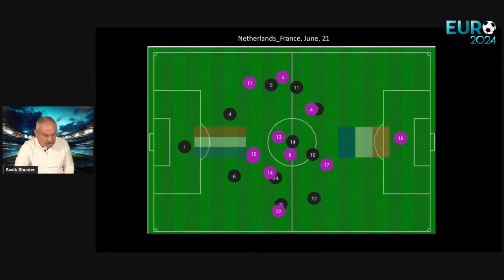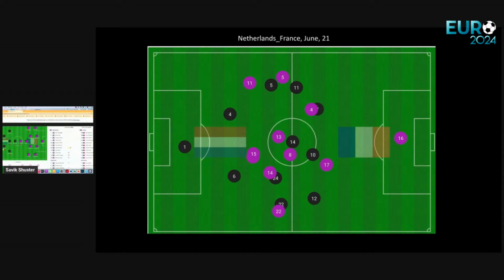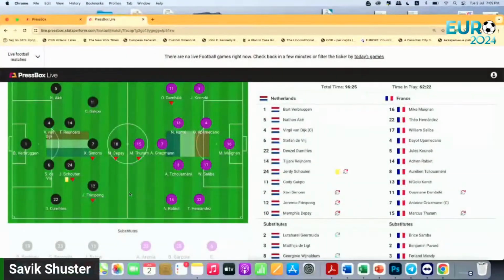Now, maybe just have a look at Holland and France. That game was played on June 21st. So Holland-France, we had again a little bit modified Dutch formation. It was a draw, 0-0. If you look at graphics, Holland was playing the same tactical formation.